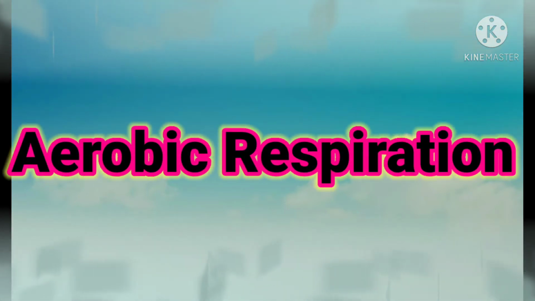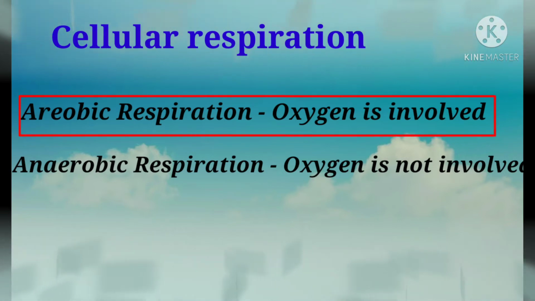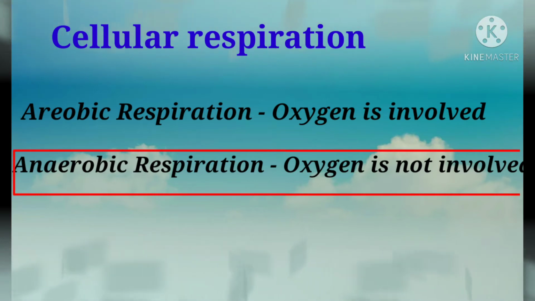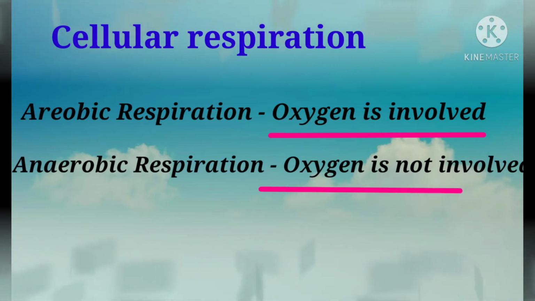Aerobic respiration. Students, cellular respiration occurs among the living organisms by two methods. Those two methods are aerobic respiration and anaerobic respiration. Aerobic respiration means oxygen is involved and anaerobic respiration means oxygen is not involved.